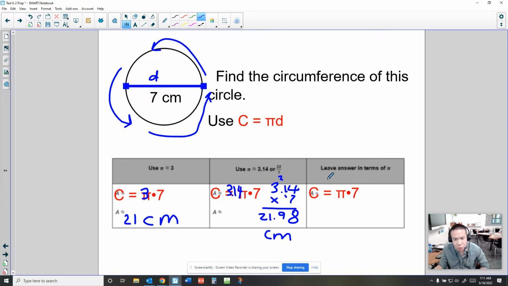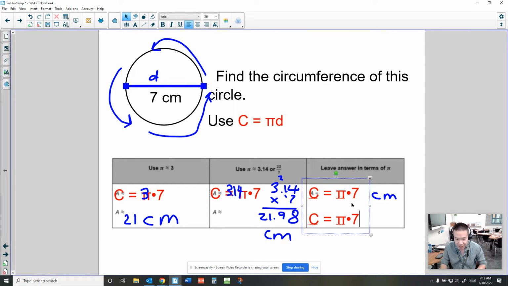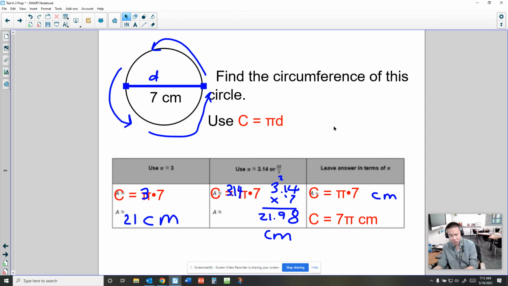But sometimes we want to leave the answer in terms of pi, just leave it alone. So one way we could say is pi times 7 centimeters. But is there another way you could say this? How about saying it as, instead of saying pi times 7, what about saying it as 7 pi centimeters? So that is how to do circumference. The distance around a circle is about 3.14 diameters that wrap around a circle.